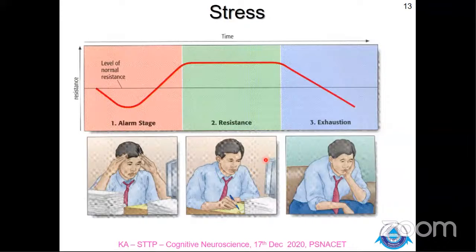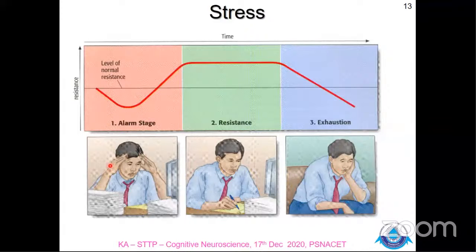Okay, this picture can give the idea. See the first picture: there are many documents in front of the person. That person is already stressed, but in front of them there are many documents. They try to finish the documents completely, the entire thing, within an hour or half an hour, and still keep trying to finish. Once they reach exhaustion, anything can happen to their health.